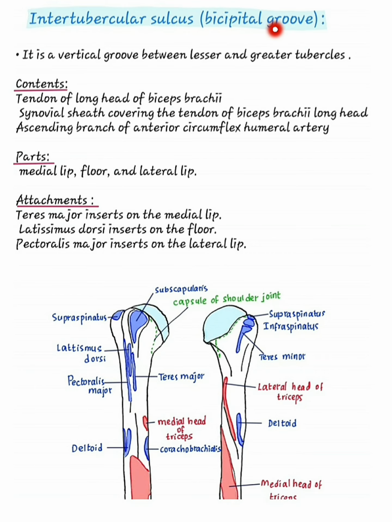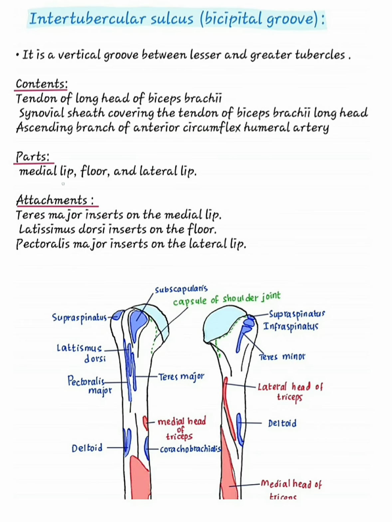Intertubercular sulcus, also known as bicipital groove. It is a vertical groove between lesser and greater tubercles. It contains tendon of long head of biceps brachii, the synovial sheath surrounding the tendon of long head of biceps brachii, and ascending branch of anterior circumflex humeral artery.